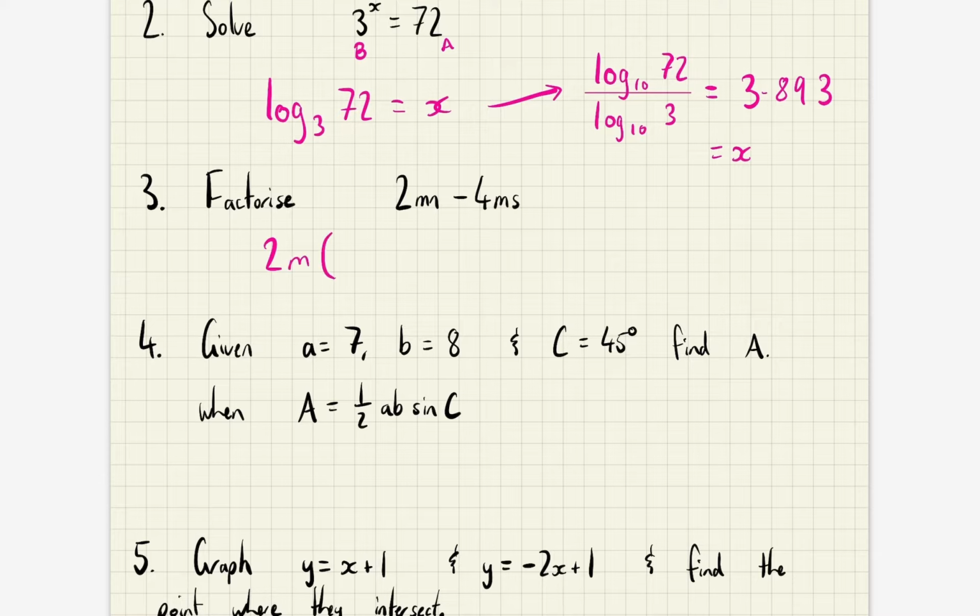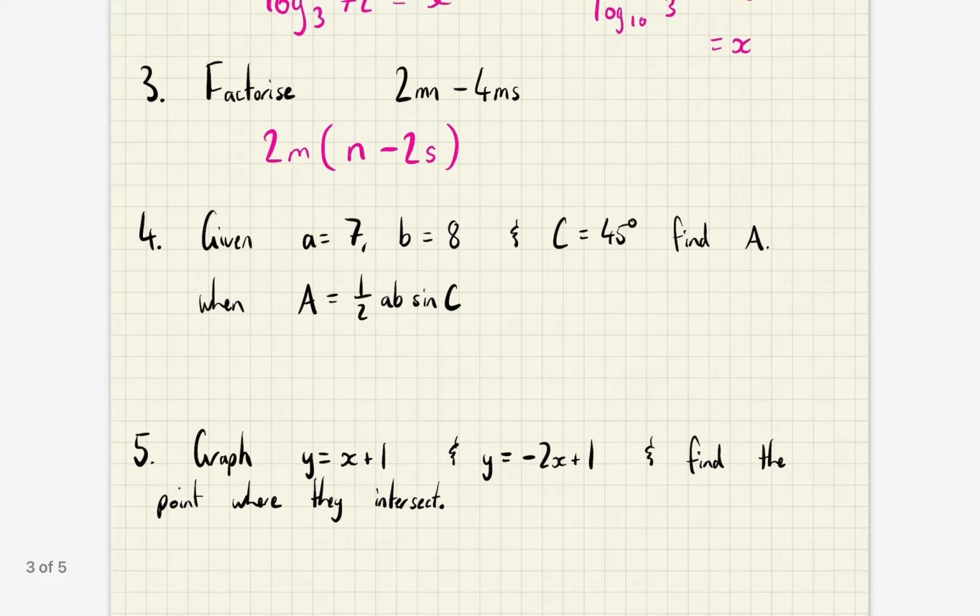So when I take them out, 2mn, if I get rid of the m and I divide it by 2, I'm going to be left with just 1n. So I'll just write that as n. Then we've got a minus 4, which if I divide that by 2, I'm going to have minus 2. And ms divided by m will just be s. So that is 2mn minus 4ms factorized into 2m outside of n minus 2s. Remember, you can always check by expanding, by timesing those two things and expanding it out that way. And if you get the same thing as here, then you've done it correctly.